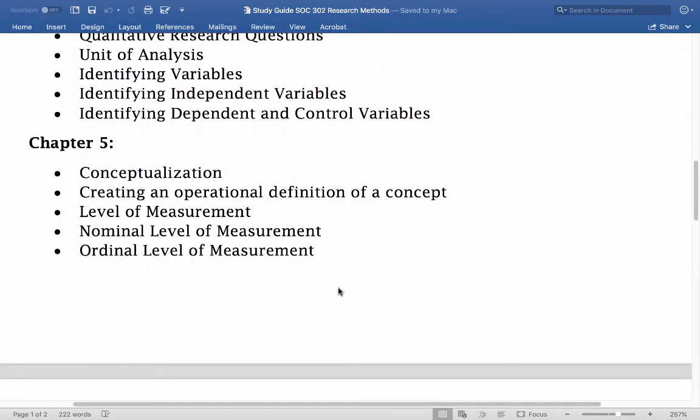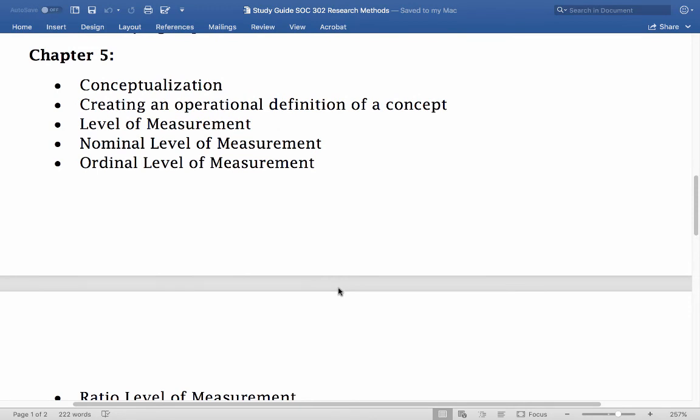Okay, let's see. So, chapter 5. Conceptualization. This is just, again, the step in the measurement process where you're trying to define what your concepts are going to be, right? So this is a more theoretical approach that you do at the beginning of that. That's all you're going to be testing on there.